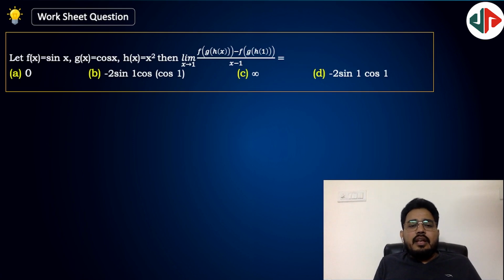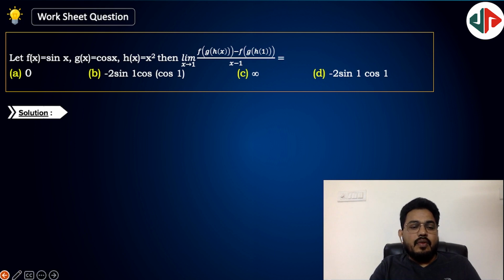So the limit as x tends to 1, this value we need to write. Okay. So what is the value? Clearly the denominator is of the form 0, and the numerator also, f of g of h of 1, is of the 0 by 0 form. So it is better to go for L'Hospital's rule.